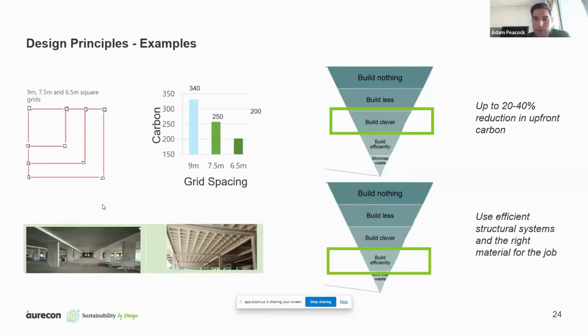Then the other, using more efficient systems. So that example down on the bottom left, there's a typical PT slab with PT band beams compared to a reinforced concrete waffle slab. And that had huge reductions.